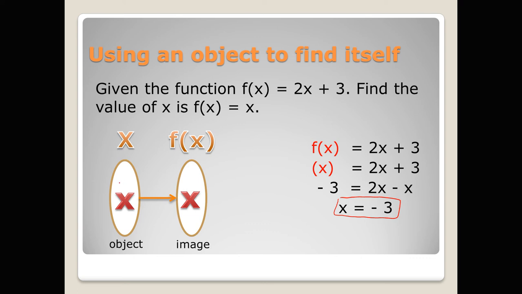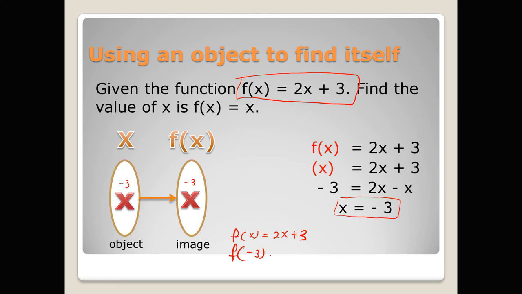That means if this is negative 3, it's supposed to direct me back to negative 3. So let's see if this works. All right, f(x) is 2x plus 3. So I'm going to write f(x) is 2x plus 3. And this time x is negative 3, and I'm supposed to get negative 3 on the other end.